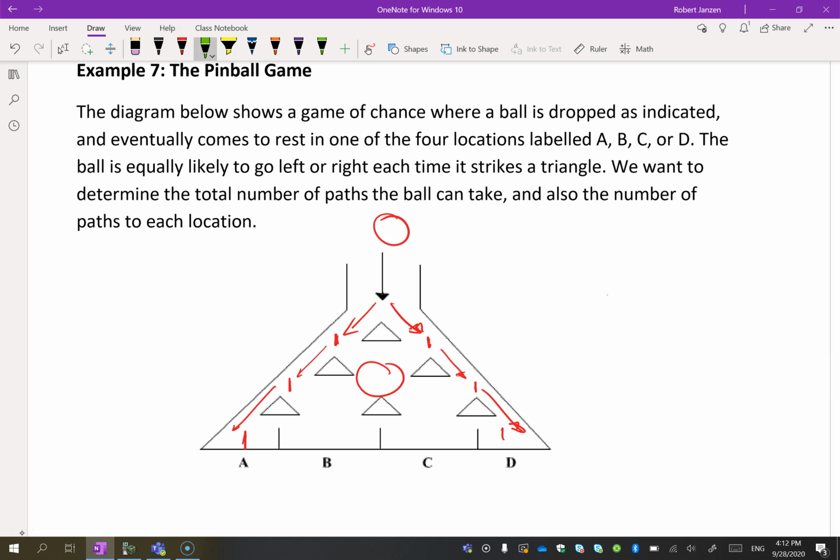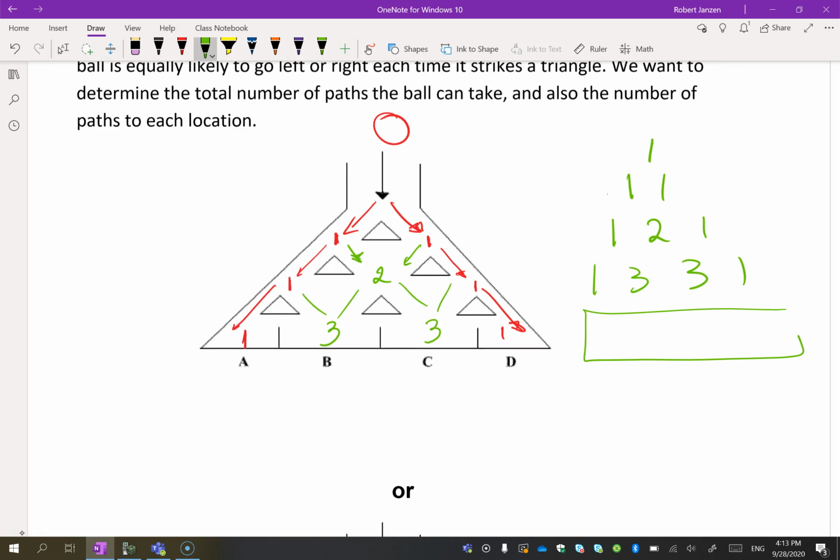So how many ways to get here? Well, that triangle could end up coming from either of those two spots, so there's two ways to get here. And then how many ways to get to B? Well, that would be 3. And that would be 3. This is actually a very famous triangle, if I write these numbers down. Can you picture what would come next? Well, you'd have a 1, a 4, a 6, a 4, and a 1. This is actually called Pascal's triangle.